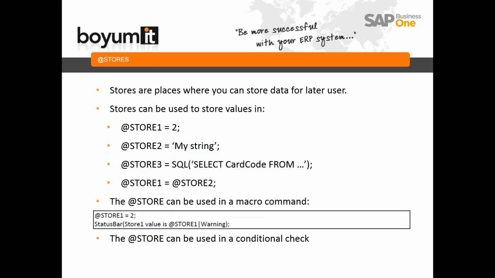As you also saw, we can use stores. And stores, as I said, are just variables where you can store data for later use. You can just assign a value to it, you can assign a string to it, and as you saw in the video, you can also assign a SQL command to it, so the result of the SQL will be saved into the store. You can assign a store to itself or another store, and then you can use the store in the macro command to, for example, write out in a warning the value of your current store.